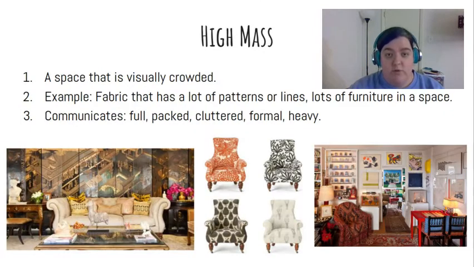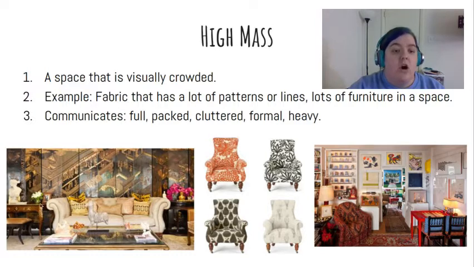So let's find the difference between the two. So a high mass is going to be a space that is visually crowded. So for example, it could be fabric that has a lot of patterns or lines or designs on it. That could also be a lot of different furniture in a space as well. So it can communicate to be a little full, packed, cluttered, very formal, very heavy, and just a lot going on. It's very clustered.